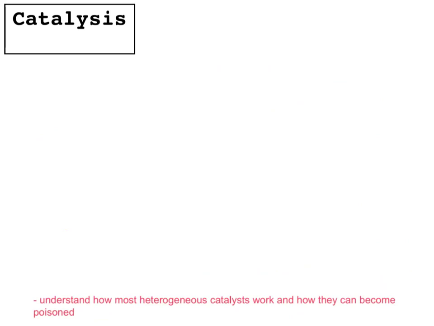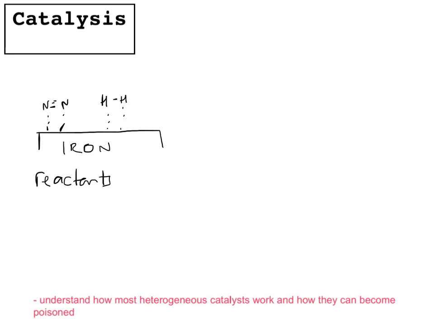So in the Haber process, iron is our catalyst. So what we'll have is a surface of iron, and we'll get the gases of nitrogen and hydrogen flowing over the top of them. And what will happen is the nitrogen and the hydrogen will stick to the iron. And we call this adsorbing. So the reactants adsorb to the catalyst.